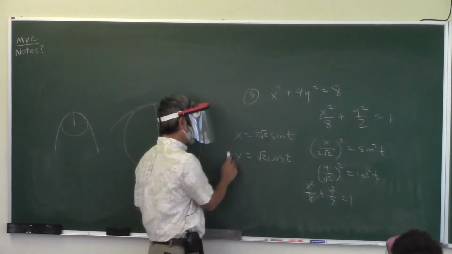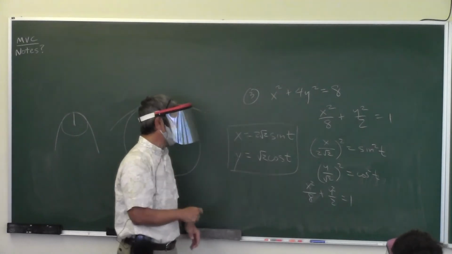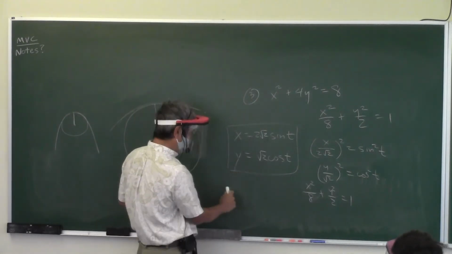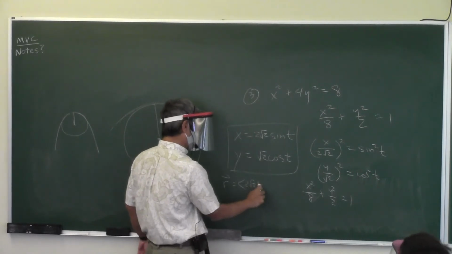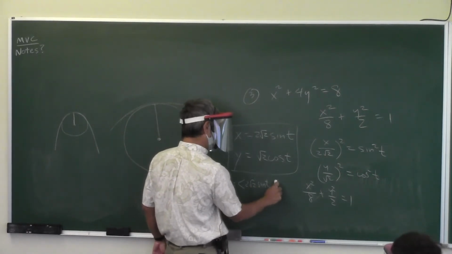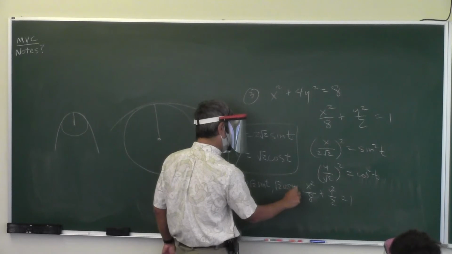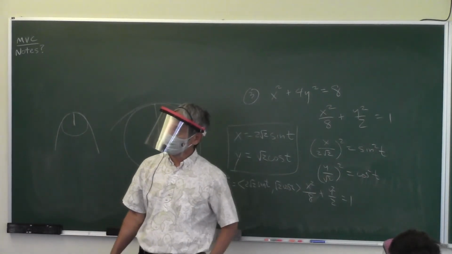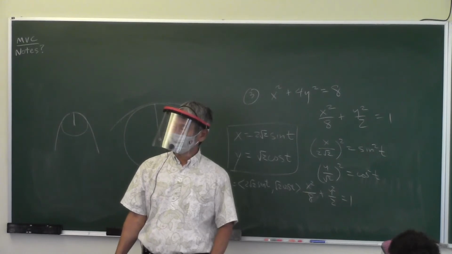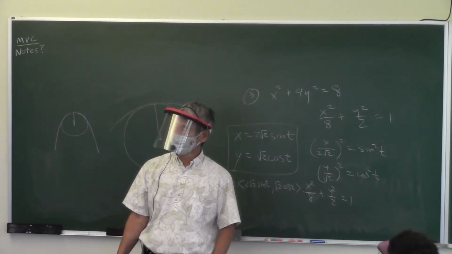So once you can write it in parametric form, now remember, this is the same thing as the position vector 2 root 2 sine t, root 2 cosine t. And then once you do that, then I would use either the first or the second formulas. So you have to figure out which one is the best for you.